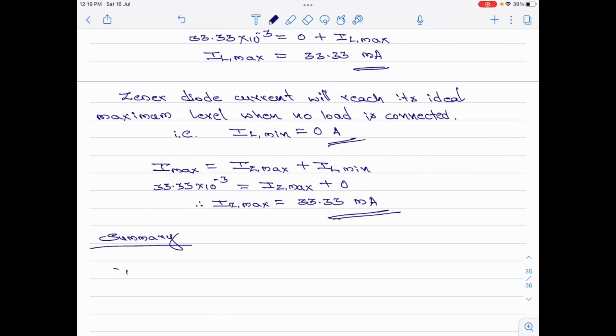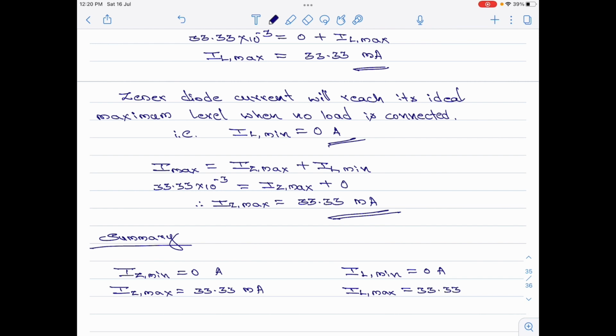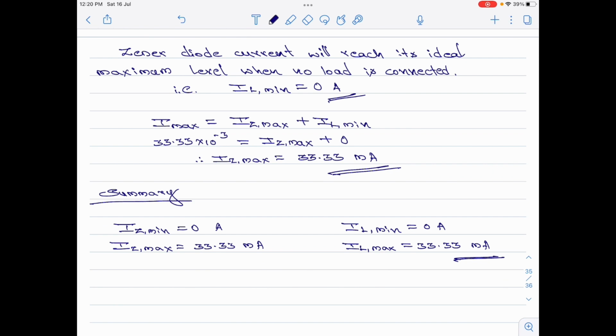The value of Zener diode current minimum is equal to 0 because the diode is said to be ideal, and the value of Zener diode current maximum is equal to 33.33 milliamperes. Coming to the load current values, we found the value of IL minimum is equal to 0 and the value of IL maximum is equal to 33.33 milliamperes. You must note, these values are true only when the diode is assumed to be ideal.